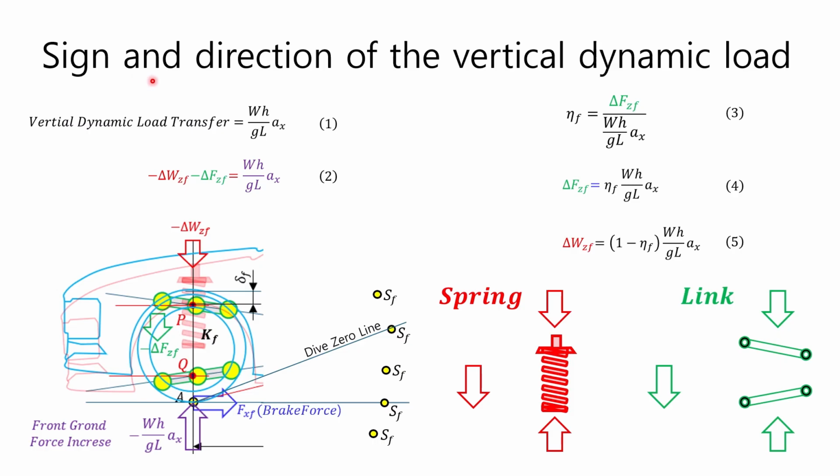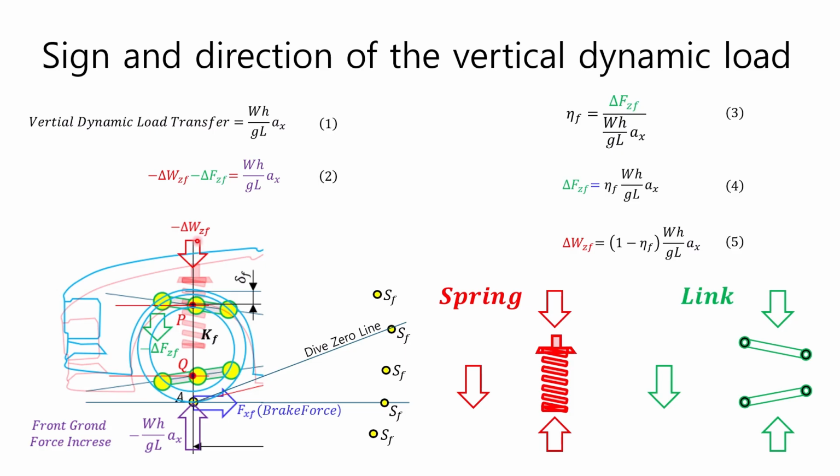Regarding the sign and direction of the vertical dynamic load on the link and spring, I will explain using the front-wheel braking force, shown in this figure, as an example. When the virtual reaction point exists between the road surface and the dive zero line, both of these forces are directed vertically downward and act as compressive forces on the spring and link. The dive zero line will be explained later. For ease of understanding, I will define the compressive force as negative. If each of these two forces has a negative value, it is compression, and if each of them has a positive value, it is tension.